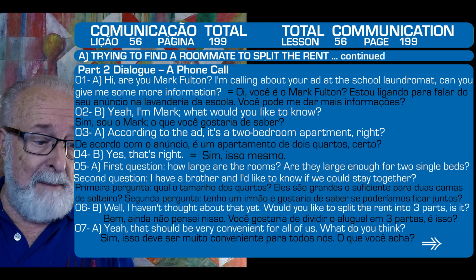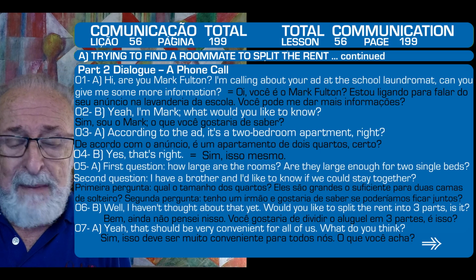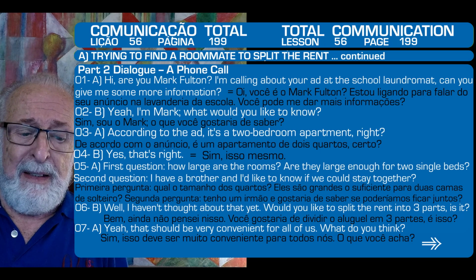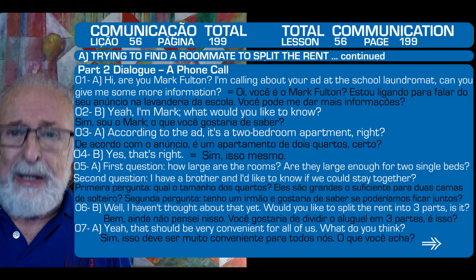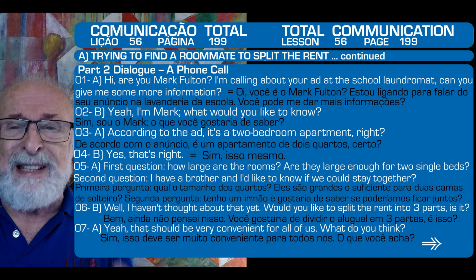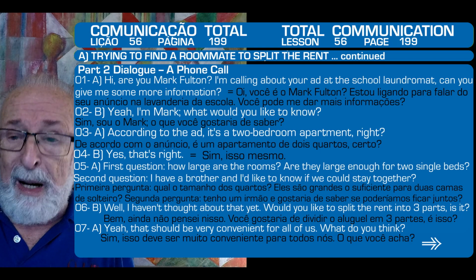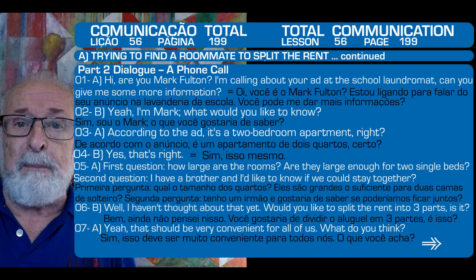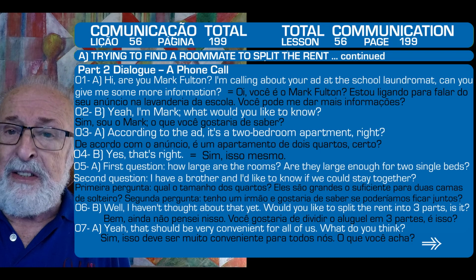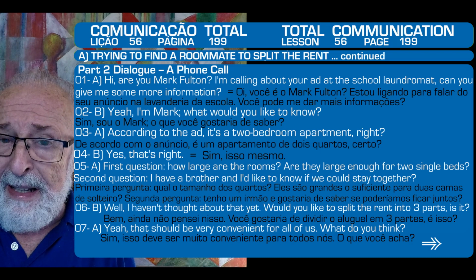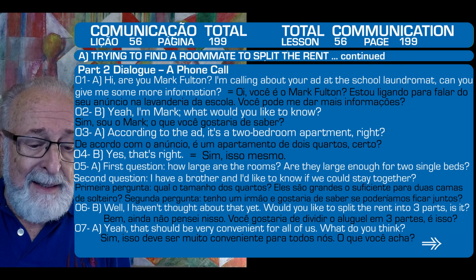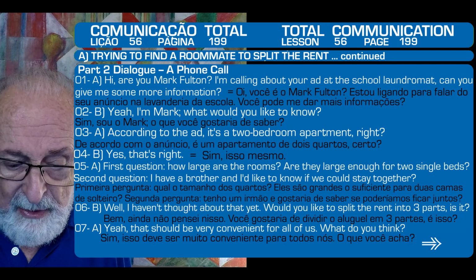Then Mark says in line 6, well, I haven't thought about it. Bem, eu não pensei nisso. Then he says, would you like to split the rent into 3 parts? Você gostaria de dividir o aluguel em 3 partes? É isso? Then the guy confirmed, yeah, in line 7, yeah, that should be very convenient for all of us.